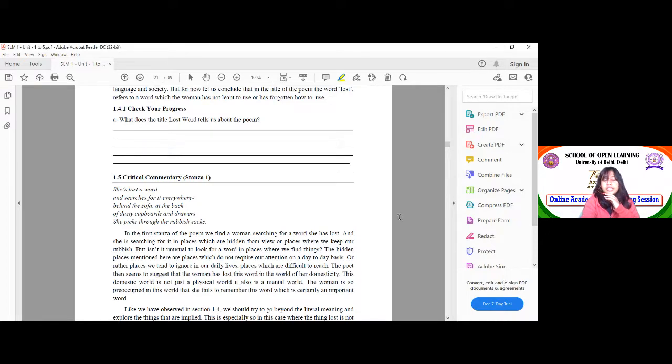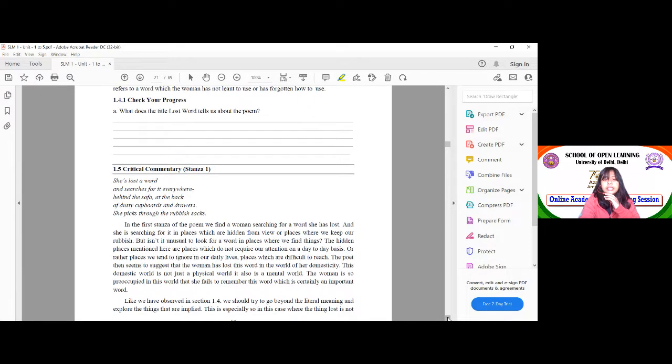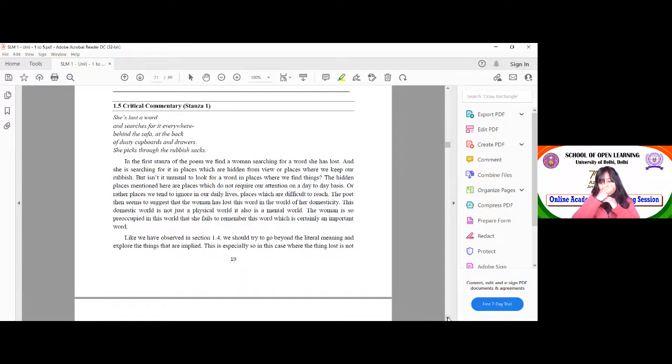Okay, now let us go stanza by stanza. There are 3 stanzas in this poem. Let us see the poem stanza by stanza.